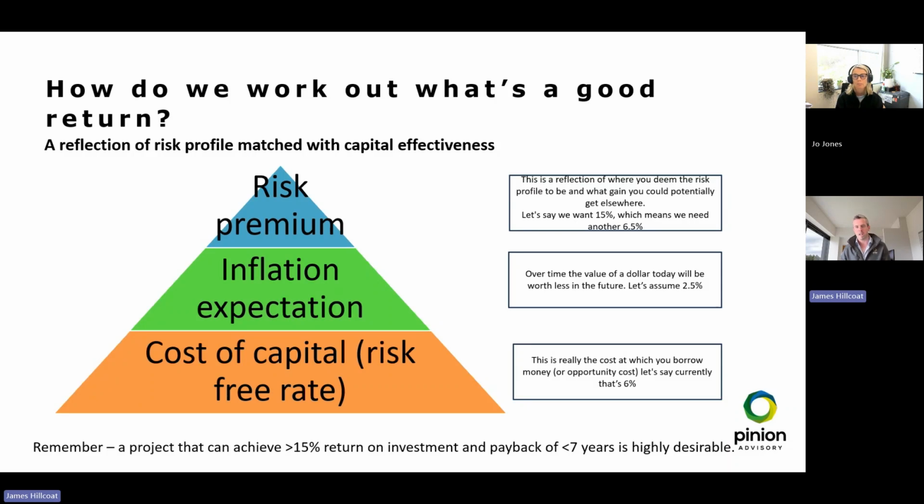And that is completely fine if we've got money invested in things and it's been borne at the business owner's risk. We should be seeking a return on that. So in this case, we want another 6.5% to get a total of 15.